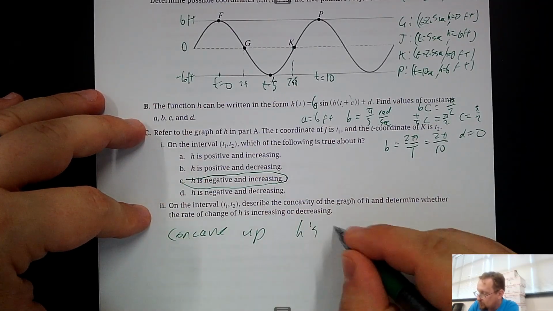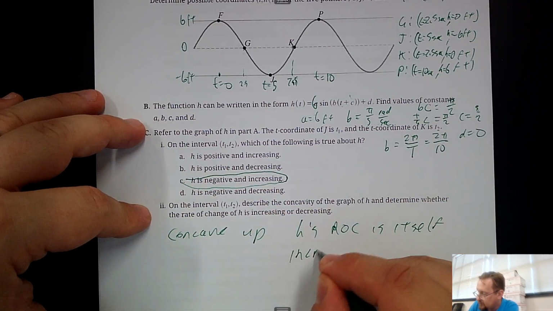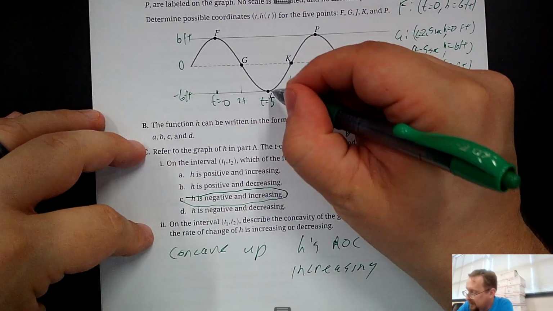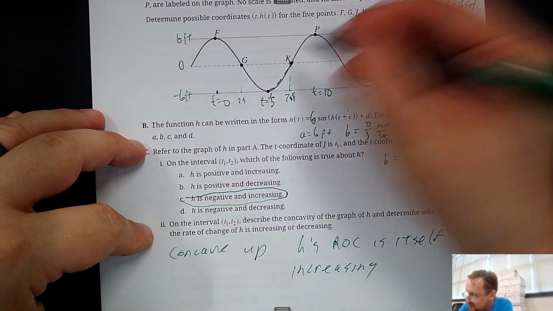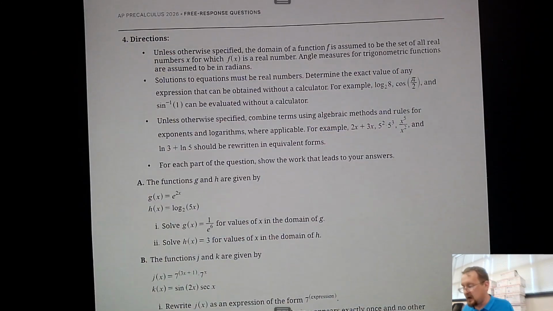So h's rate of change is itself increasing. And why is that? Because the slopes are getting steeper and steeper. The rate of change is the slope. They're getting steeper and steeper. Okay, I didn't need a calculator for that.